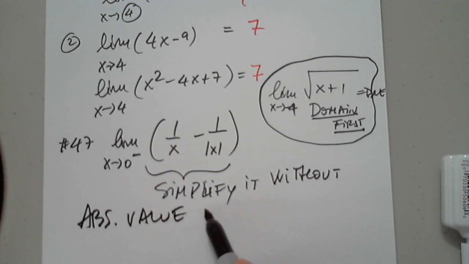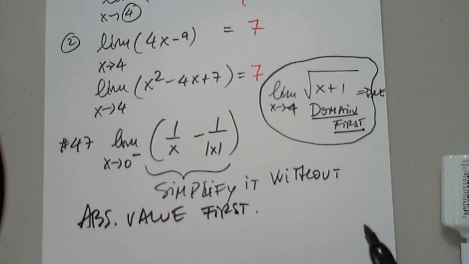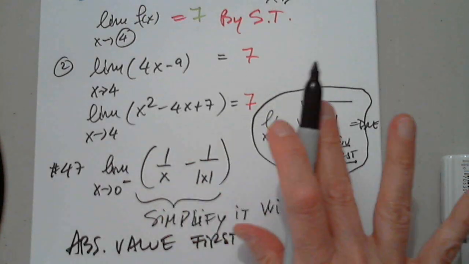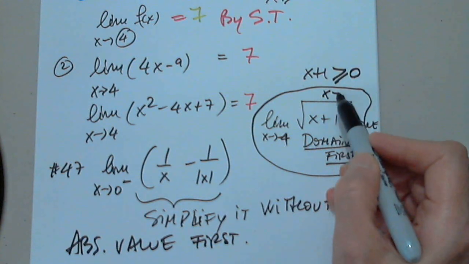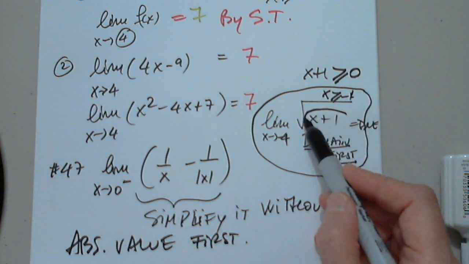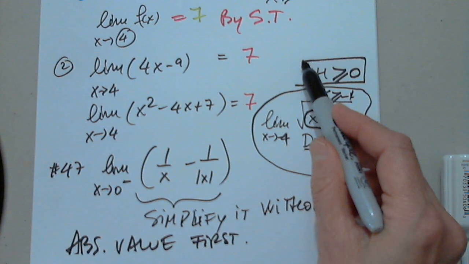For the square root problem, would you find the domain by just saying negative infinity to 4? No, I have to write x plus 1 greater than or equal to 0, or x greater than or equal to -1. The quantity under the square root has to be positive or 0.